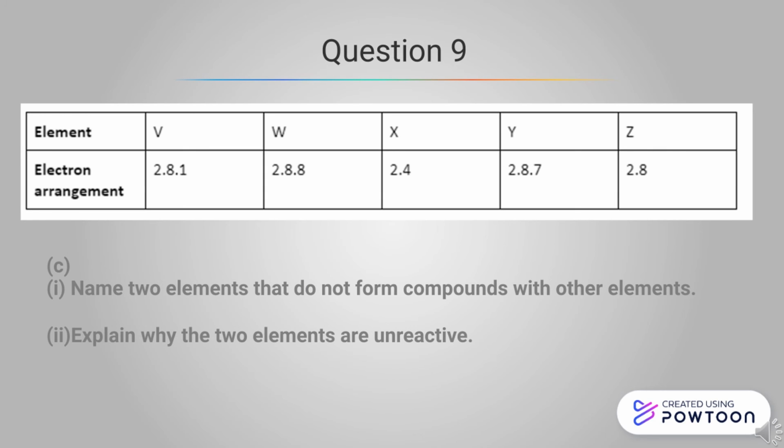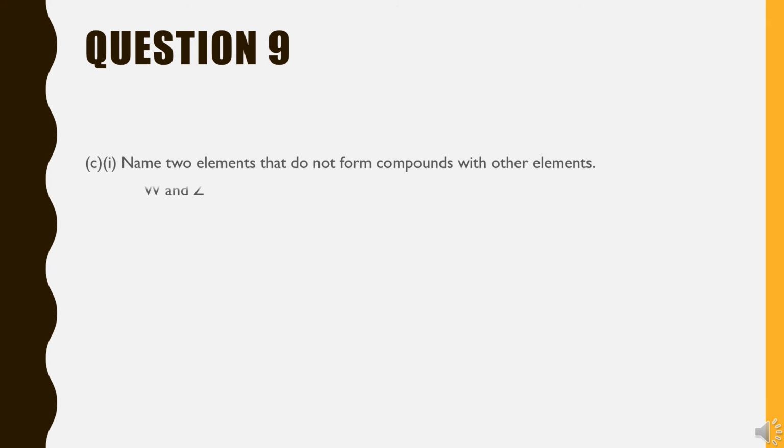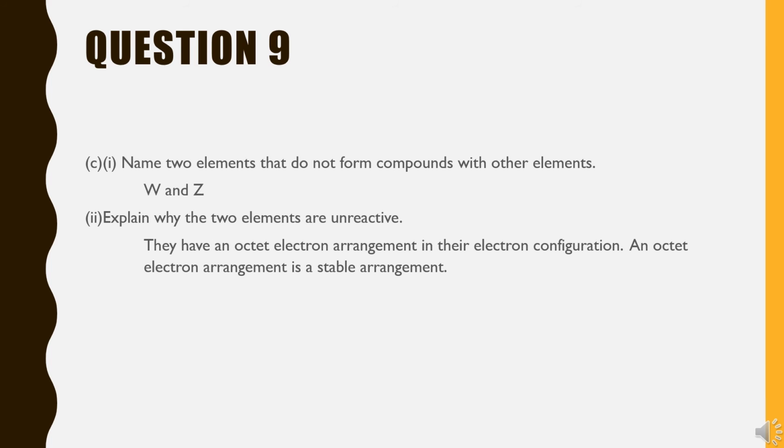Then, question 9c is about the inert or unreactive elements. Elements which are inert or unreactive is because they already have 8 valence electrons, which is the stable electron arrangement. So, the elements with 8 valence electrons are W and Z. To explain the unreactive property, we need to state that they have octet electron arrangement in their electron configuration. An octet electron configuration is a stable electron arrangement.